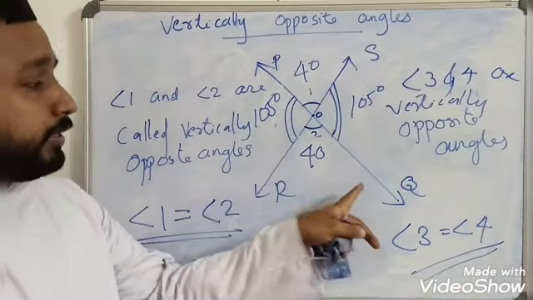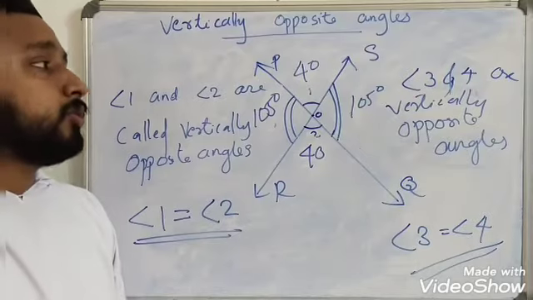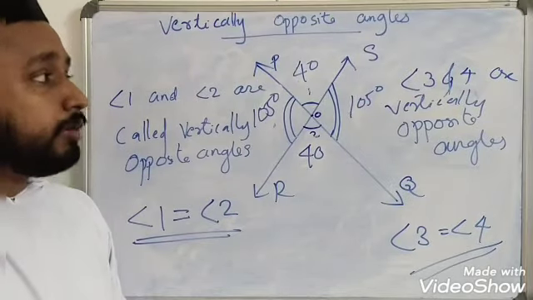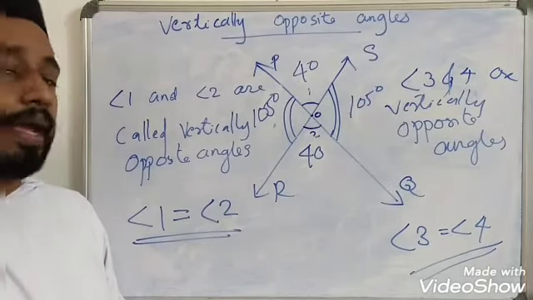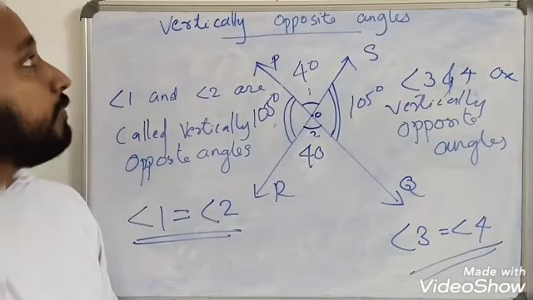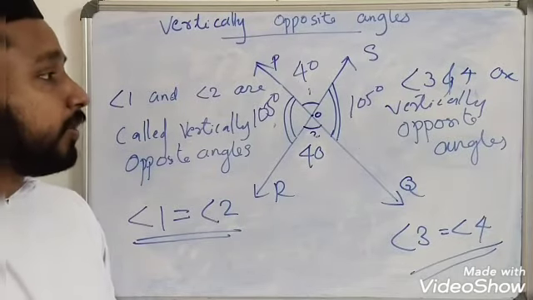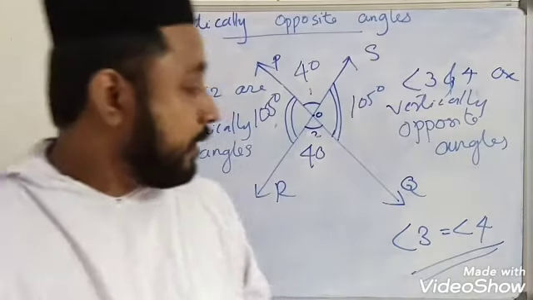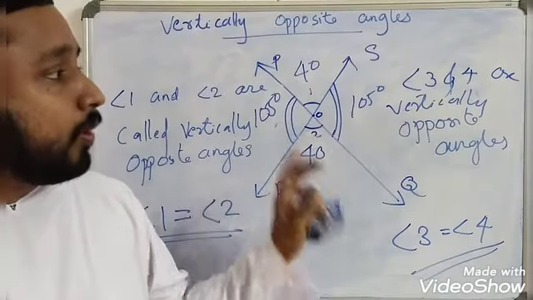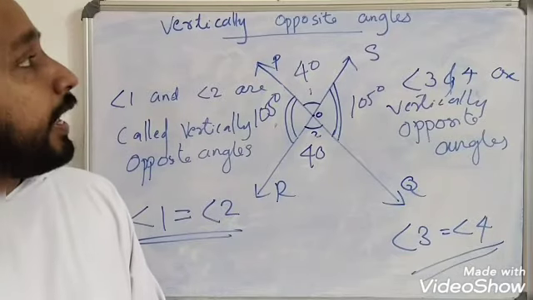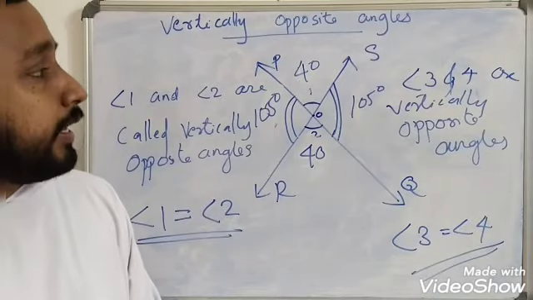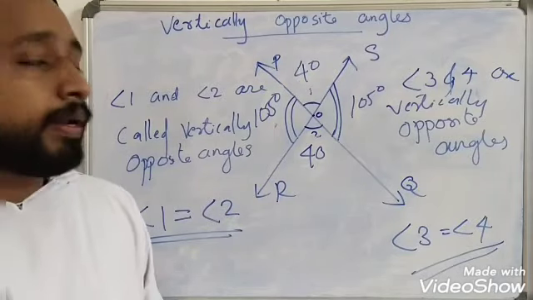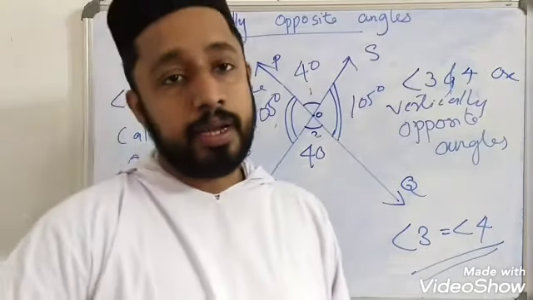So when two rays or two line segments intersect, we get opposite angles, and opposite angles are equal. So we have studied linear pair, opposite angles, adjacent angles, complementary angles and supplementary angles.